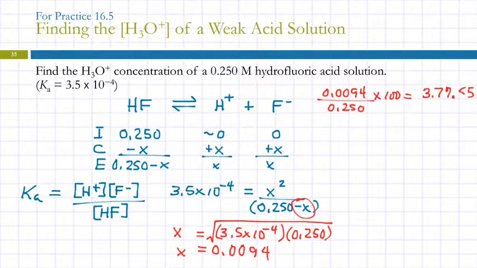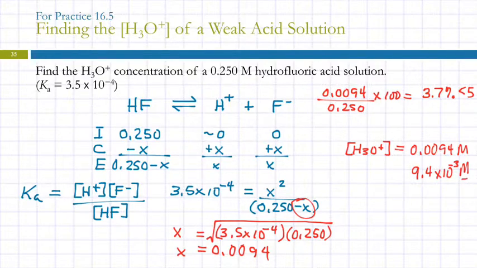So we were doing all this stuff, and what were we actually trying to do? We're trying to find the hydronium ion concentration. Well, the hydronium ion concentration happens to be equal to that X that we found. So hydronium ion concentration is 0.0094 molar, or 9.4 times 10 to the minus 3.